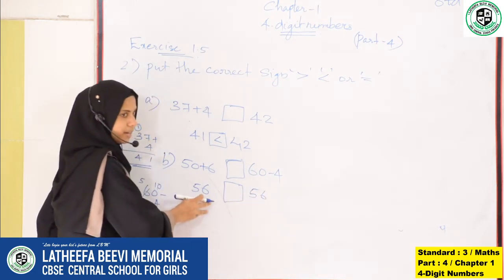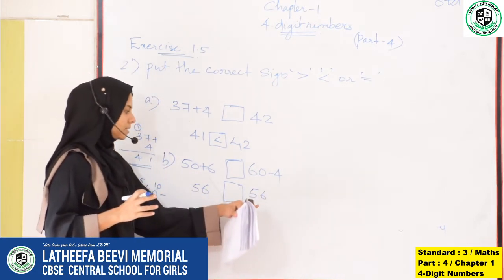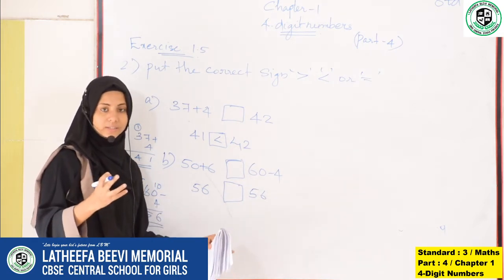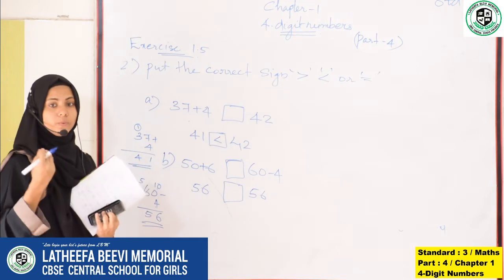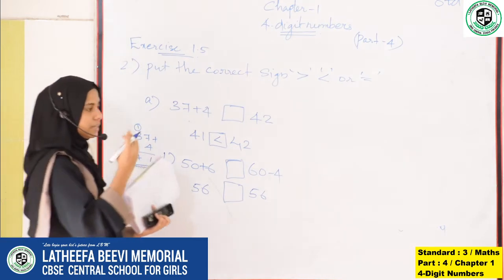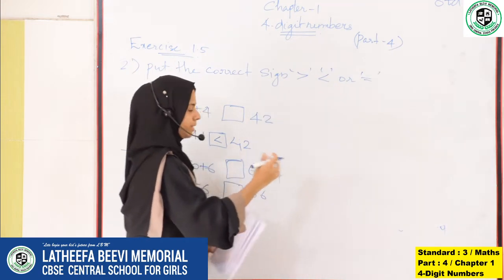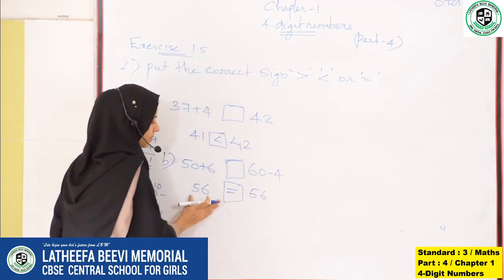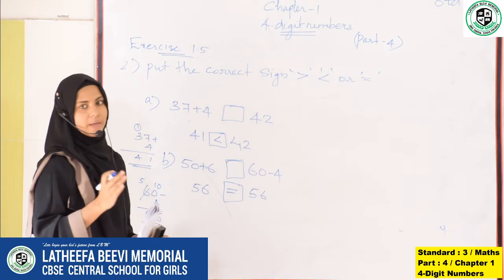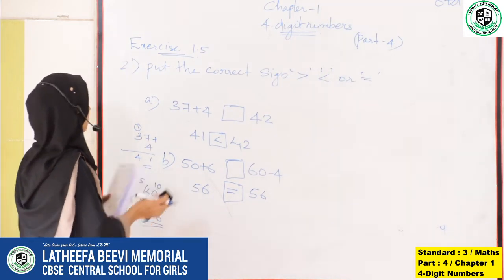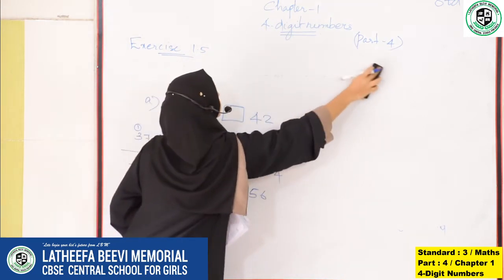On the left side there is 56 and on the right side there is 56. Both the numbers are the same, so which symbol do we put there? Is it less than, greater than or equal to? Yes, it is the equal to sign, because both the numbers are the same. Okay, so that portion is over.